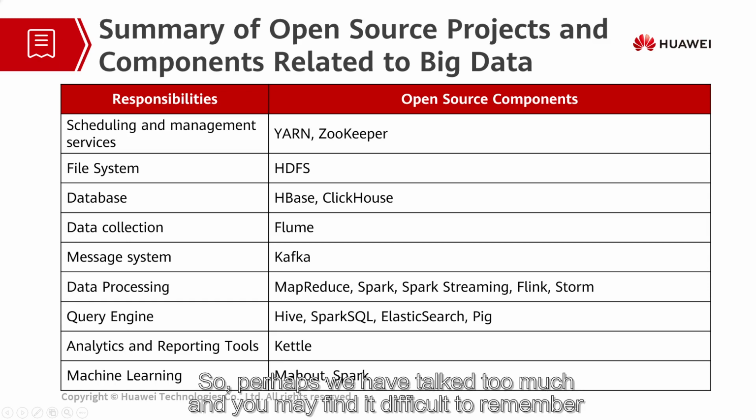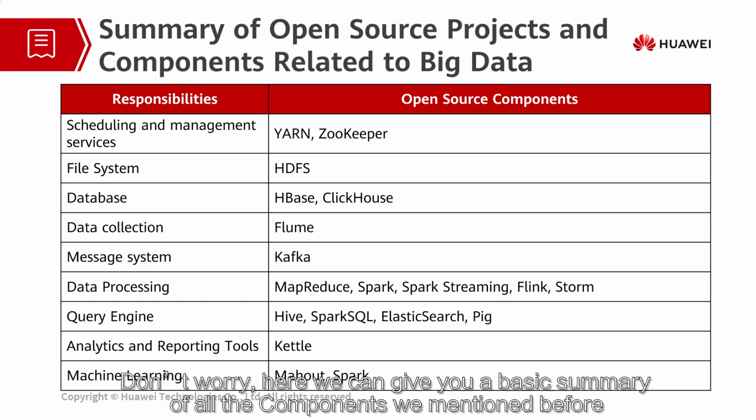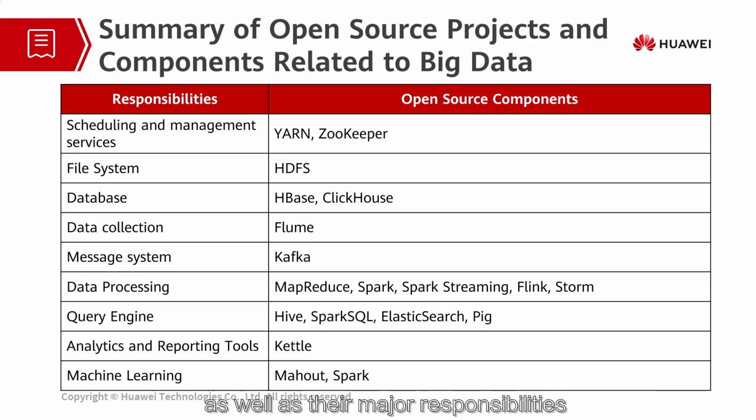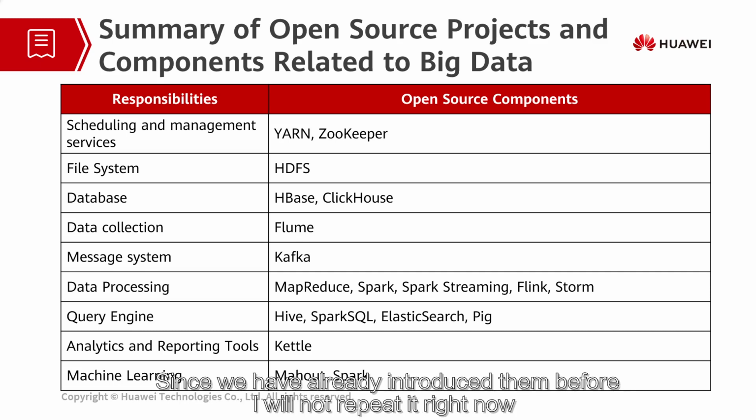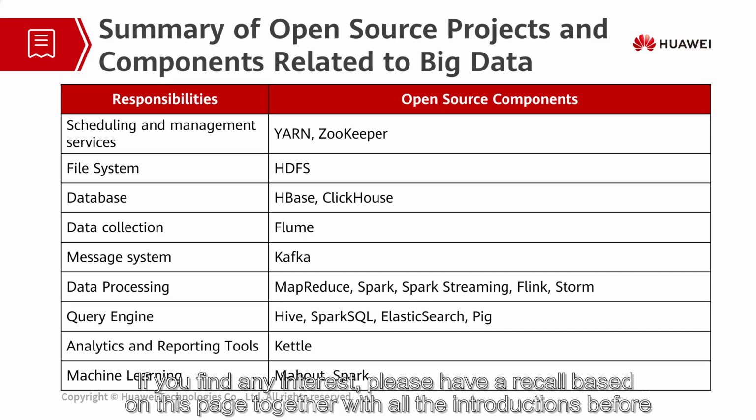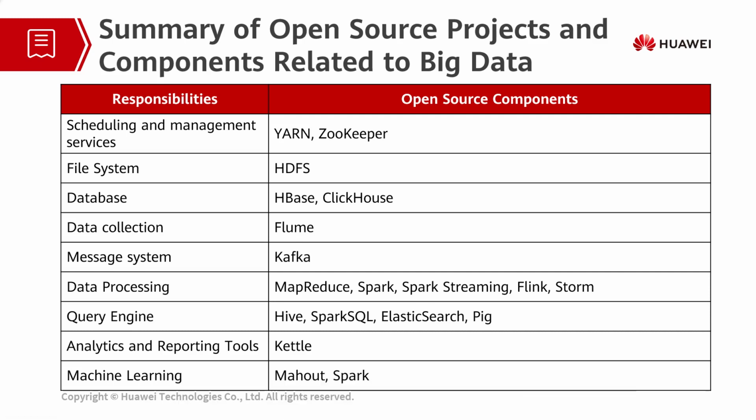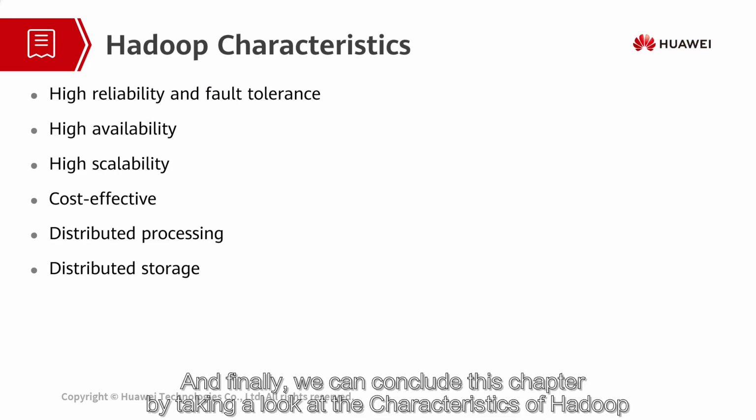So perhaps we have talked too much and you may find it difficult to remember. Don't worry, here we have given you a basic summary of all the components we mentioned before, as well as their major responsibilities. Since we have already introduced them before, I will not repeat it right now. If you find any interest, please have a recall based on this page together with all the introductions before. And finally, we can conclude this chapter by taking a look at the characteristics of Hadoop.